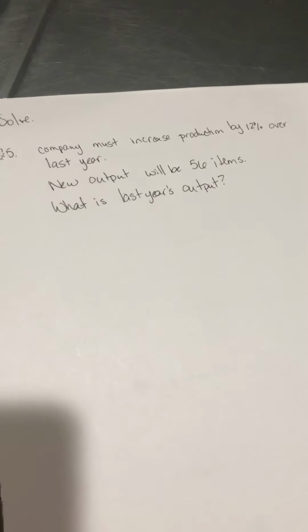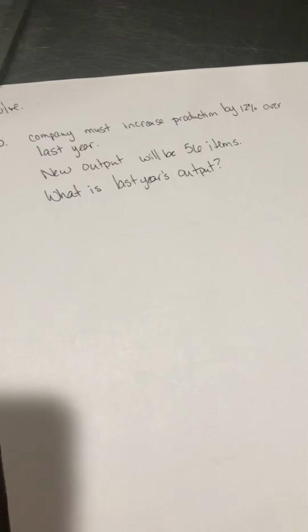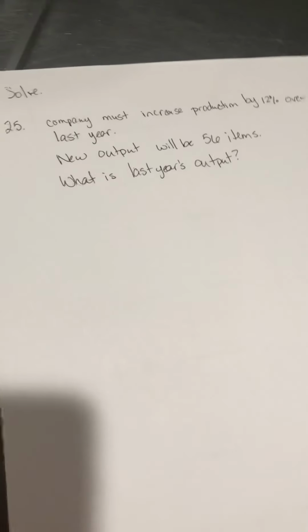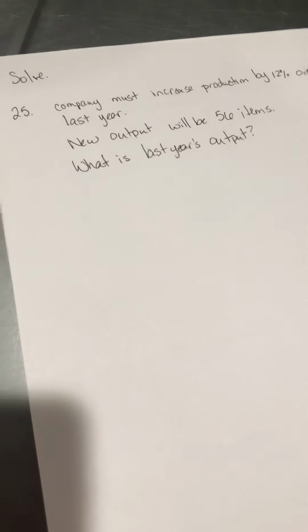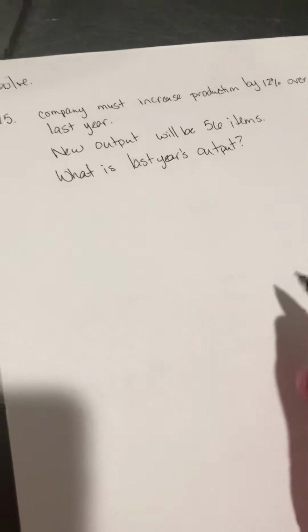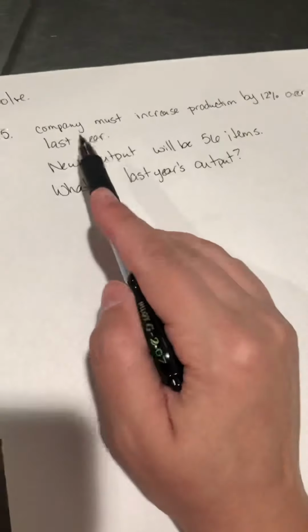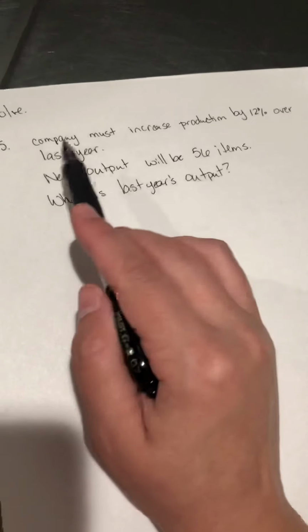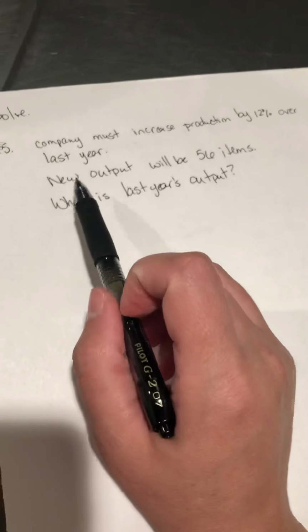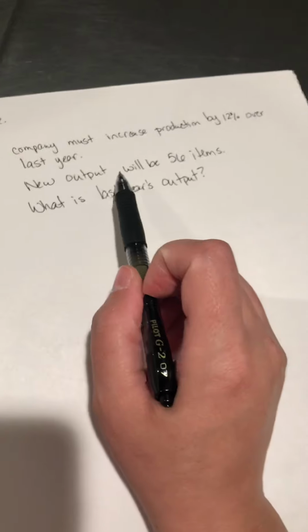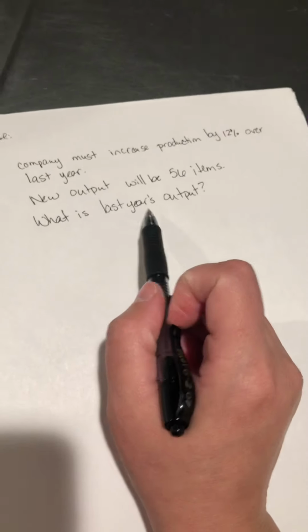Okay, for this video, we're going to do a few application questions of solving linear equations, where you have to be able to translate from words to math, basically, and then solve what you have left. So, a company must increase production by 12% over last year's production. The new output will be 56 items, and so what was last year's output?